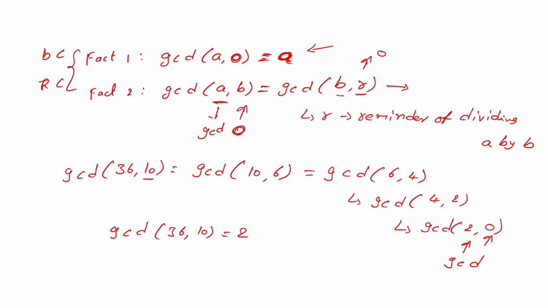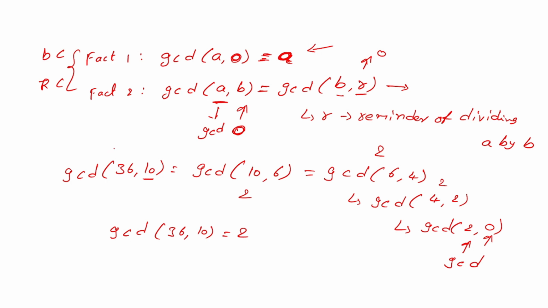Okay, so while finding the GCD of 36 comma 10, we also get the GCD of 10 comma 6. This is also 2. GCD of 6 comma 4, 2. GCD of 4 comma 2, 2. So this is the procedure to follow to find the GCD of two values. We need to follow fact 1 and fact 2.